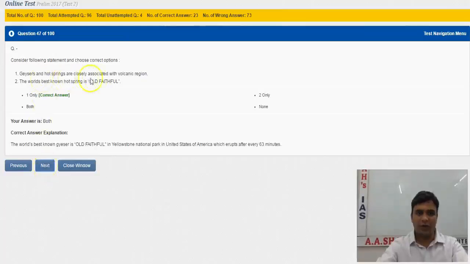Now, geysers and hot springs are closely associated with volcanic region. I'm talking about question number 47, guys, here. Geysers and hot springs are closely associated with volcanic origin. The world's best known hot springs is Old Faithful. See, the correct answer is both. अब होता क्या है? Statement number 2, the world's best known hot spring is Old Faithful.